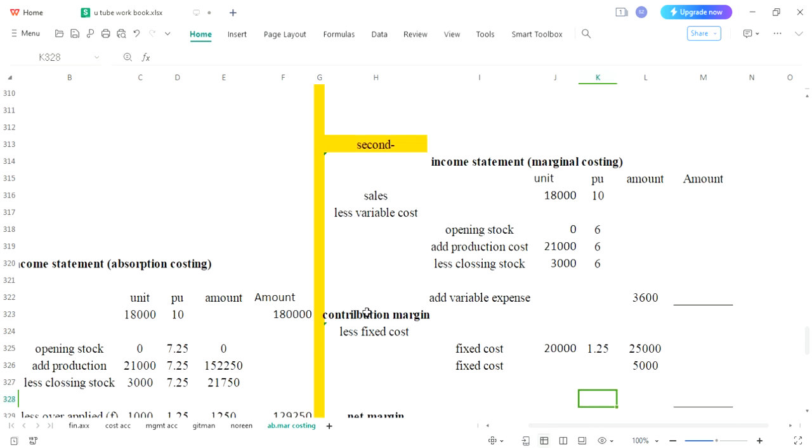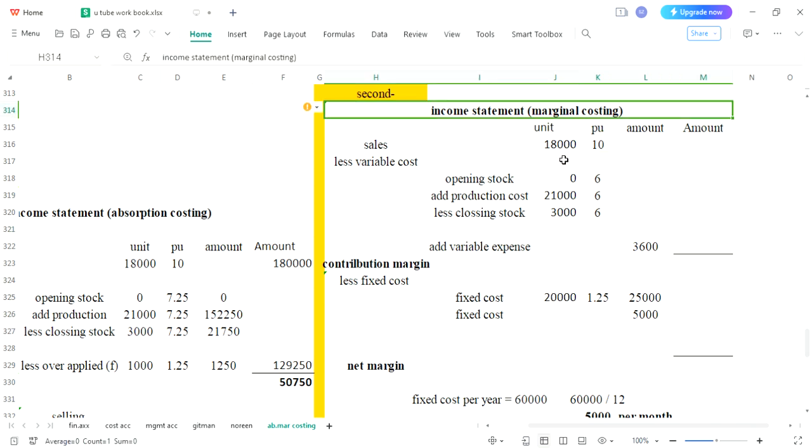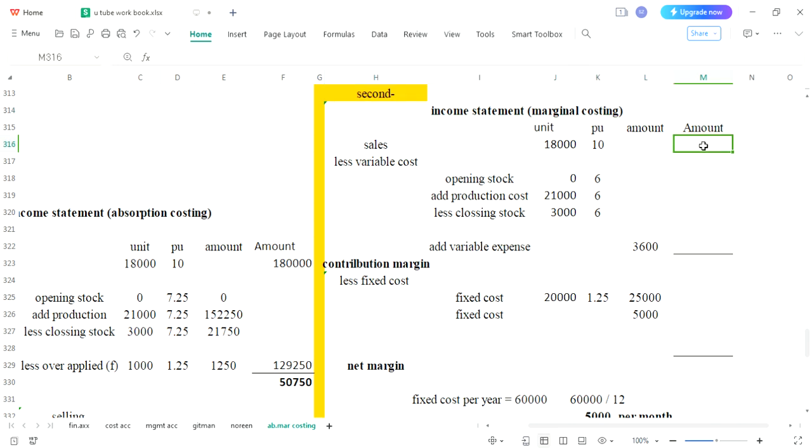So let's see if there is anything else. Nothing. All units are completed. Per units are completed. It's time to calculate the amount. First, we will go to the outer column to calculate the amount of sale, which would be calculated by multiplying units 18,000 and per unit 10. Amount of sale is here.